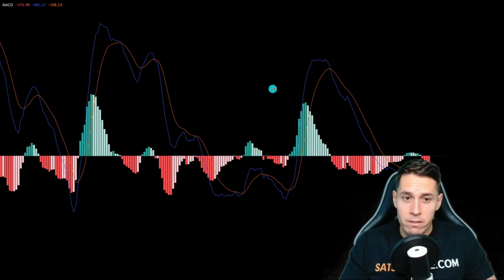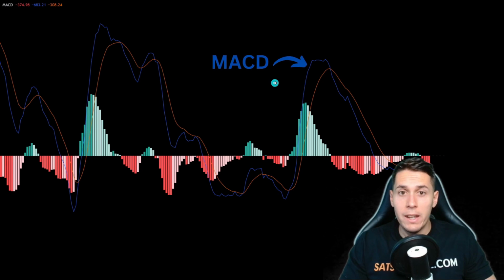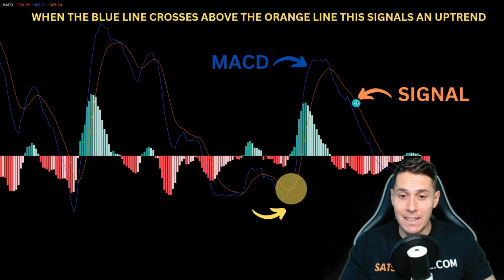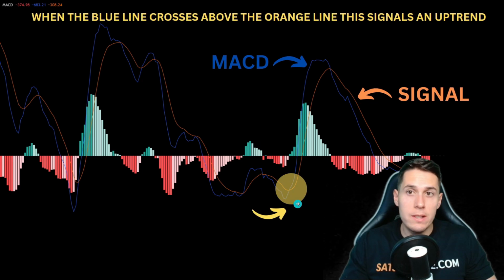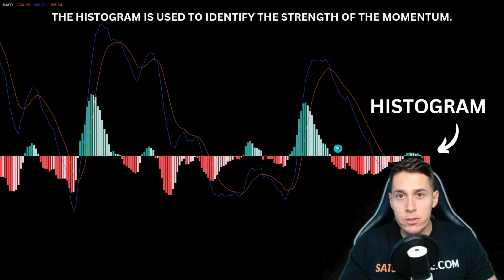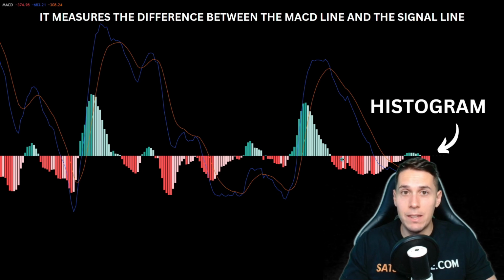Okay, if you've never seen the MACD indicator before, here is everything that you should know. The blue line is the actual MACD and the orange line is the signal line. When the blue line crosses above the orange line, this signals an uptrend. When the blue line crosses below the orange line, this signals a downtrend. The histogram is used to identify the strength of the momentum. It measures the difference between the MACD line and the signal line.